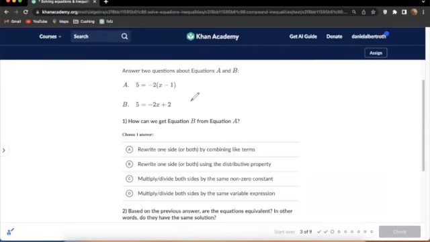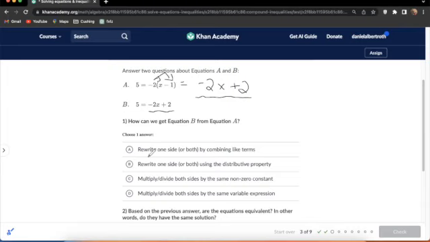All right, it says answer 2 questions about equations A and B. So equation A says 5 equals -2 times x minus 1. B says 5 equals -2x plus 2. Let's see. So if we just kind of distribute the -2, it's going to give us 5 equals -2x. Then -2 times -1 is plus 2. So it looks like A and B are the same equation, it seems to me. So I need to choose one answer. How can we get equation B from equation A? It looks like you just distribute the -2.